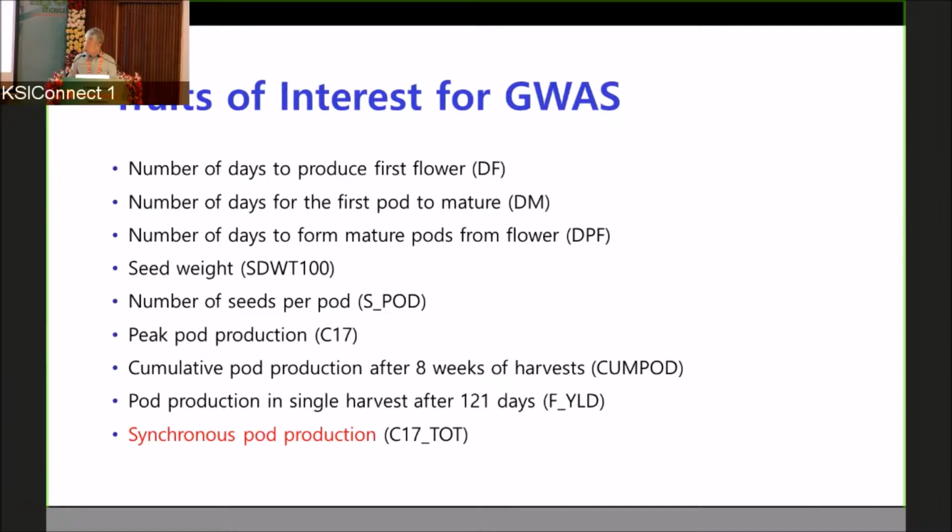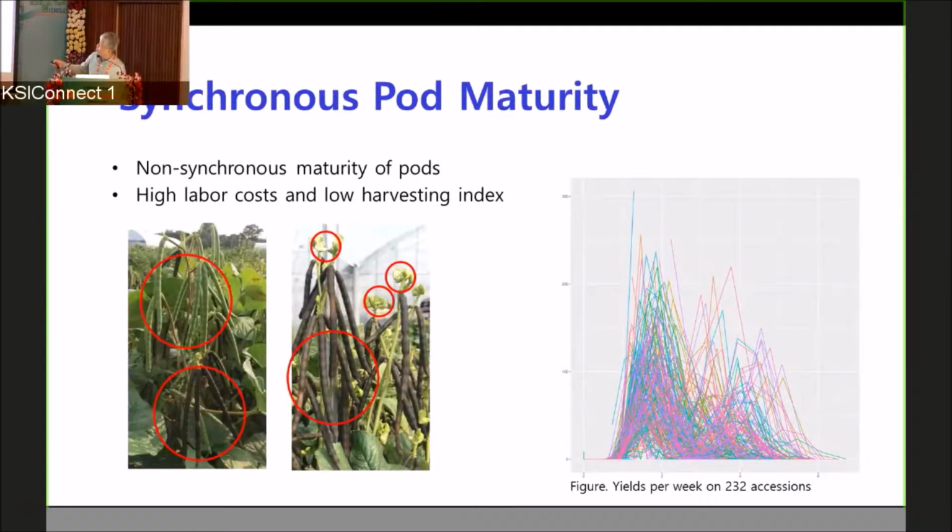Let me briefly introduce synchronous pod maturity in mungbean. Most mungbean genotypes are characterized by non-synchronous pod maturity. As you see here, some pods are already mature, but you can also see some young pods. Here it looks like synchronous pod maturity, but there are some new flowers that will produce more pods.